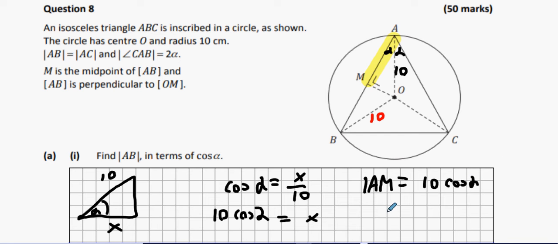That means A to B must be 20 cos alpha because it's twice the distance of A to M. Okay, so hopefully that clears that one up. Alright, let's move on to the next part.